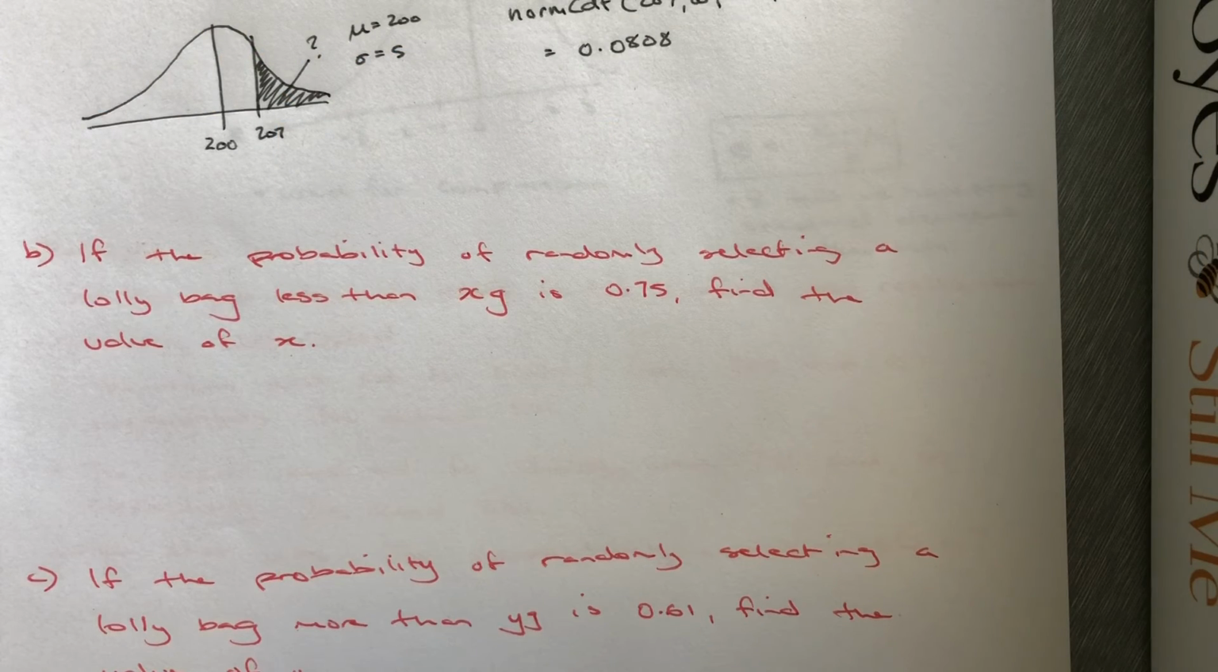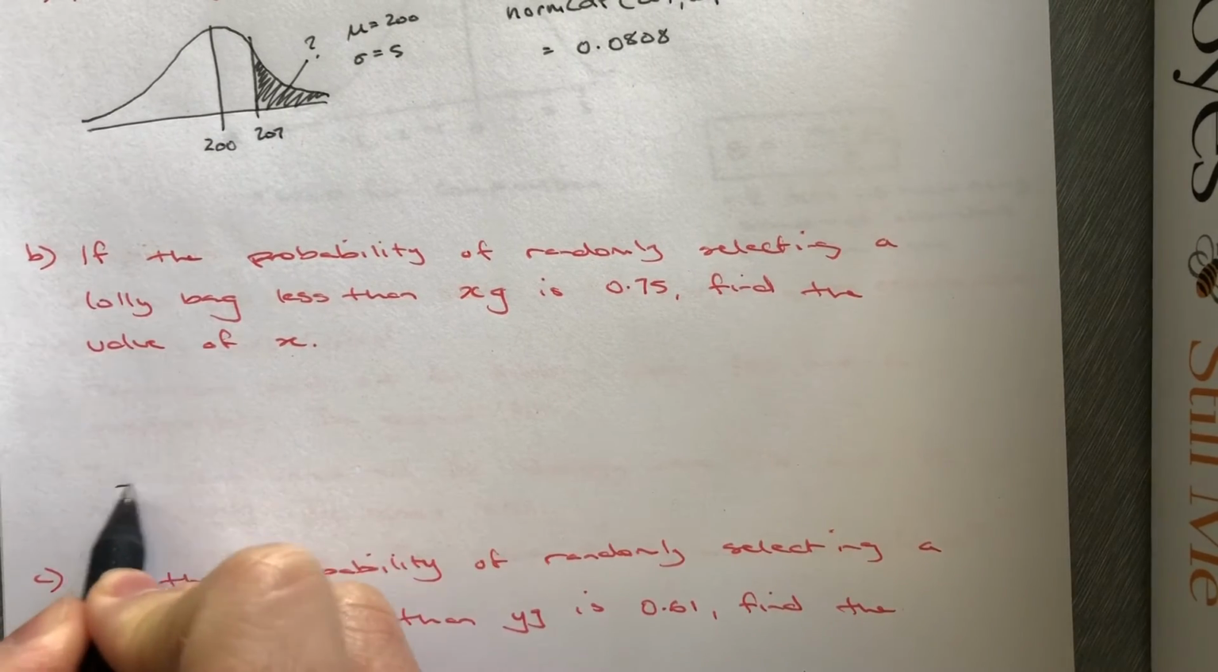So B, if the probability of randomly selecting a lolly bag less than X grams is 0.75, find the value of X. Now I'll repeat again, draw it. You need to draw this. Okay, so that's what I'm going to do to show you.